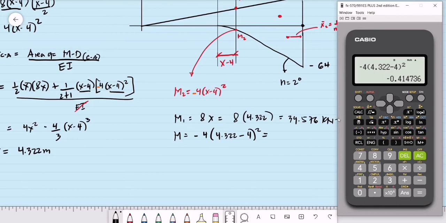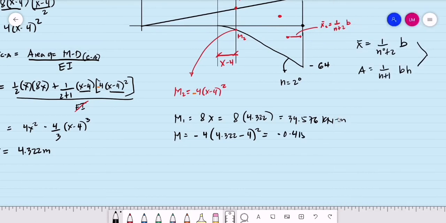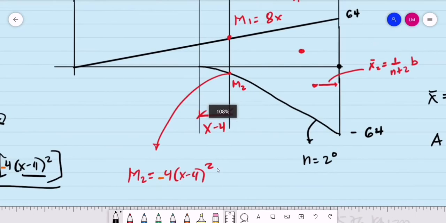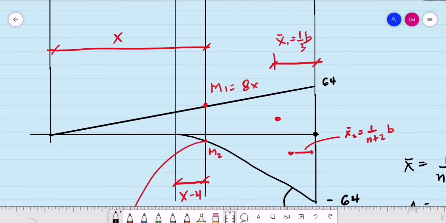That is negative 0.415 kilonewton meter. So if we are to place these values in our moment diagrams, moment number 1 is 34.576, and moment number 2 is equal to 0.415 kilonewton meter. And this is supposedly negative.